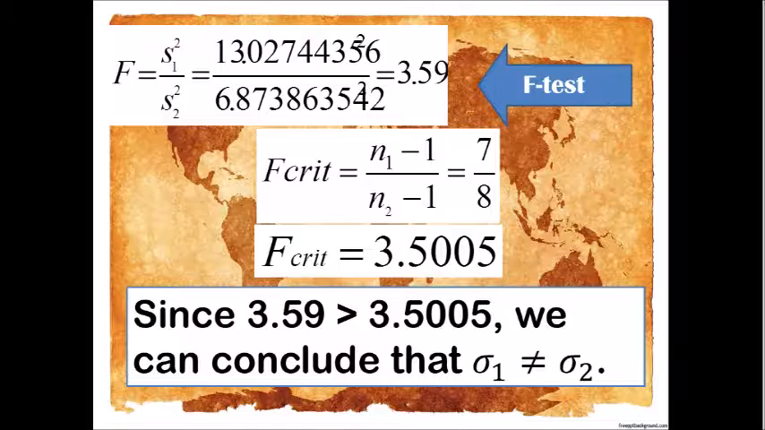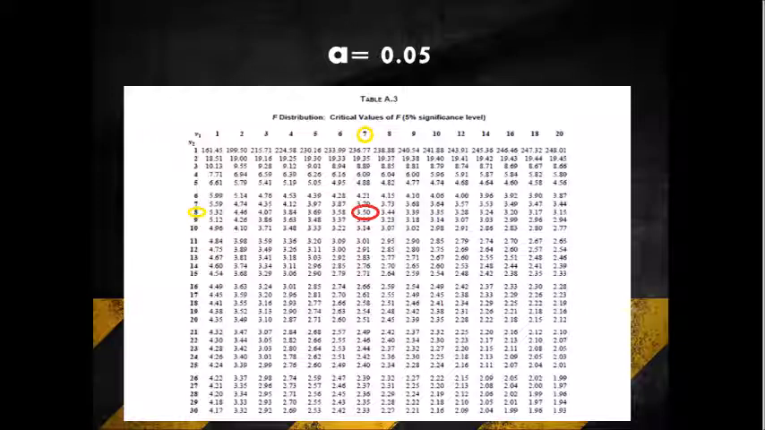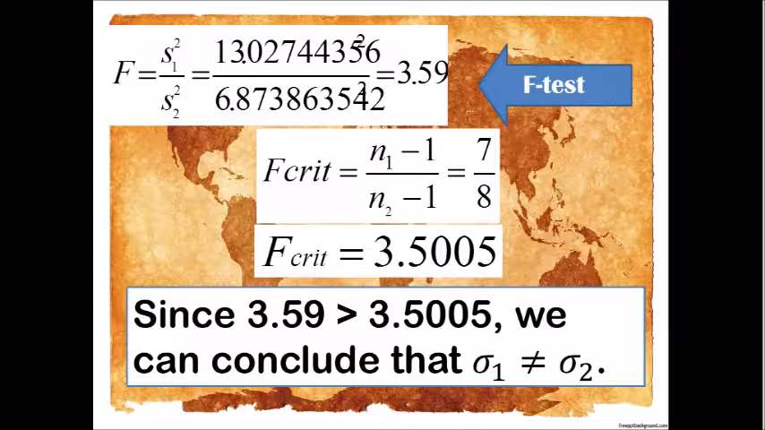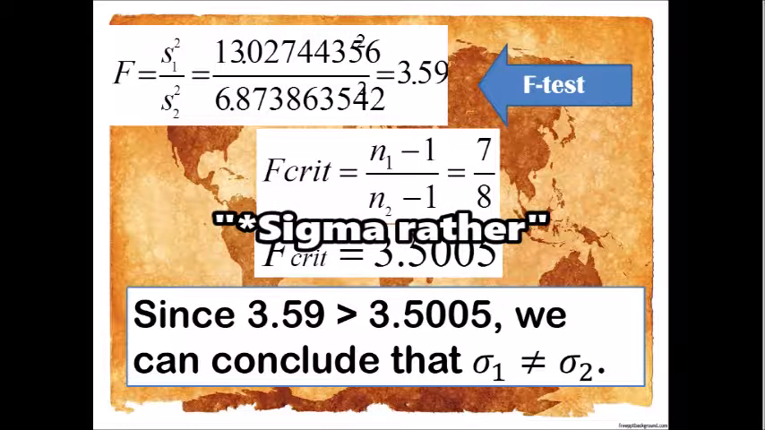Therefore, 13.027444356 over 6.8738635542 is equal to 3.59. This also goes for the F critical. F critical is equal to n sub 1 minus 1 over n sub 2 minus 1 is equal to 7 over 8. F critical therefore is equal to 3.5005. Since 3.59 is greater than 3.5005, we can conclude that S sub 1 is not equal to S sub 2.